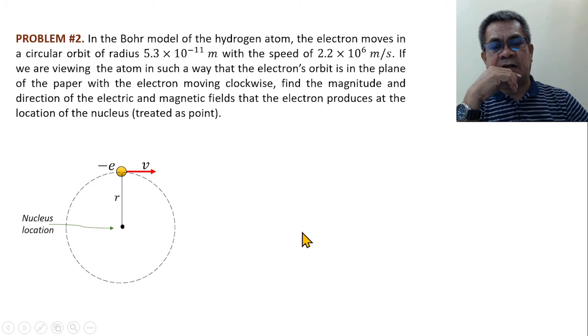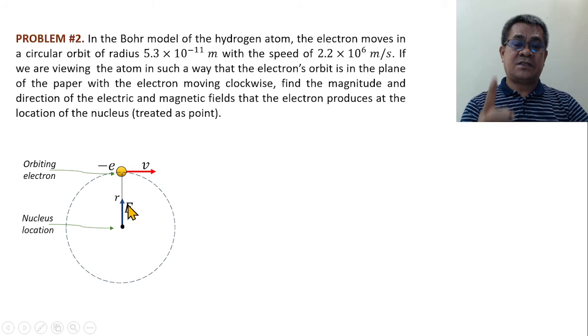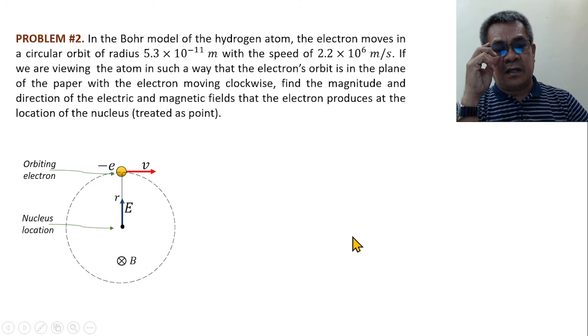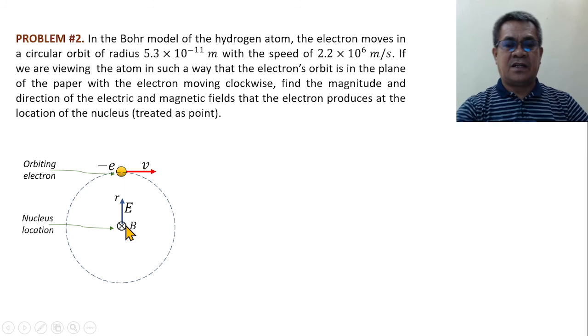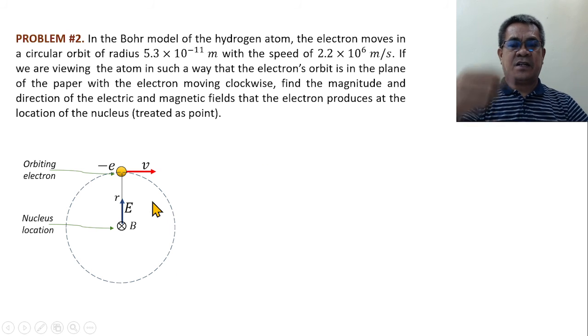Okay, then therefore there must be an electric field at the nucleus. Why? Because this is a charge. Because it is negative, the field is directed toward it. So this is the question: how much is that magnitude? Then, aside from that, you are also asked how much is the magnetic field. Remember, the magnetic field is curling around the direction of the current.